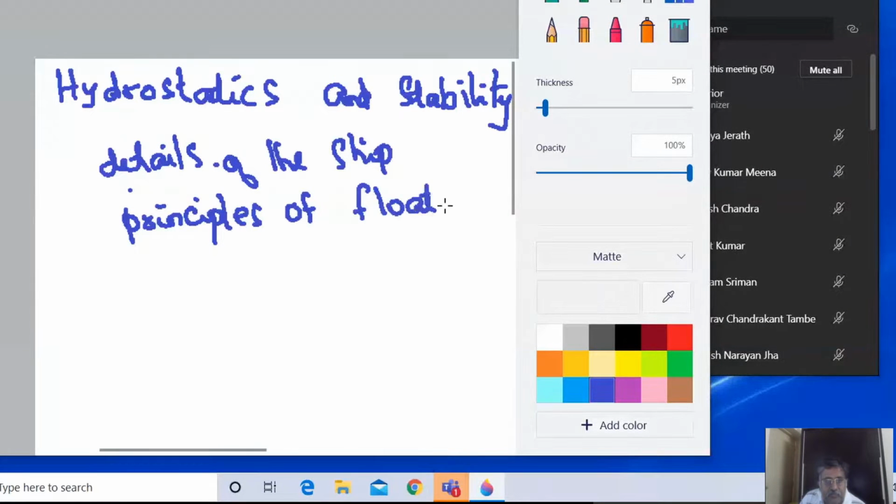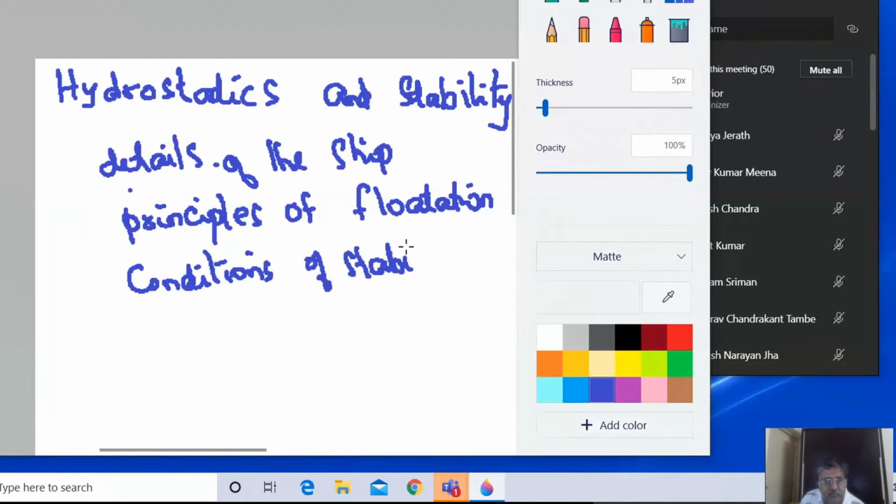Then the principles of flotation. As you might be aware, there are laws like the Archimedes principle and Stevin's theorem, which we are going to do anyway. So we'll do the principles of flotation. Then we go to what are known as the conditions of stability.